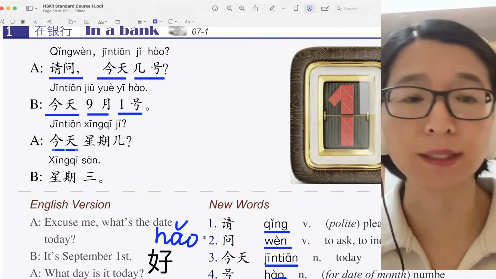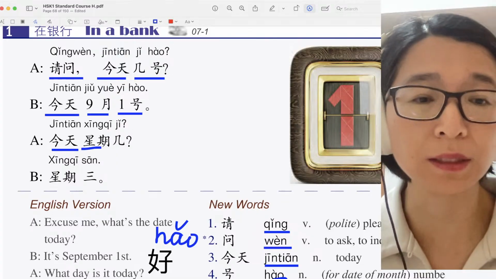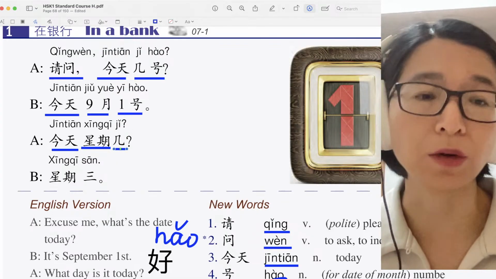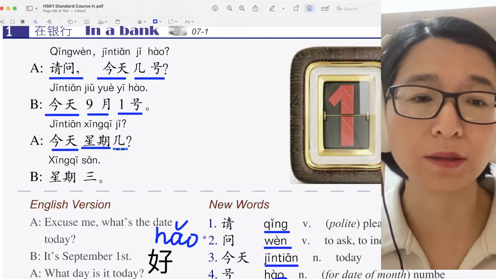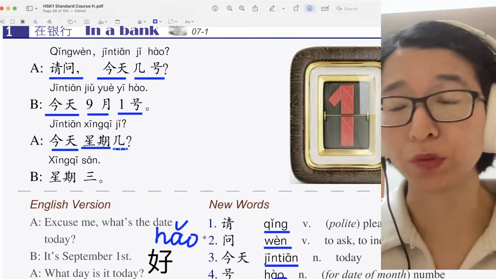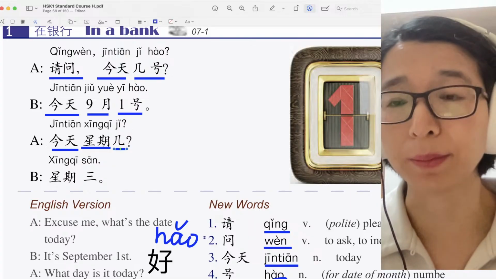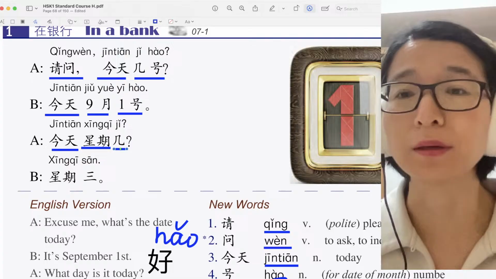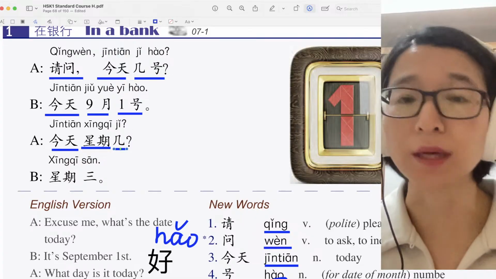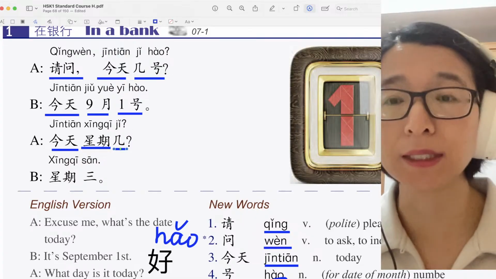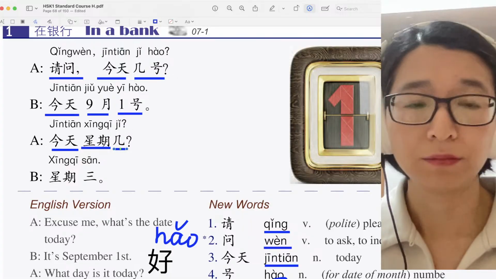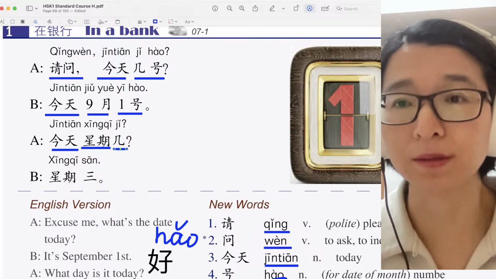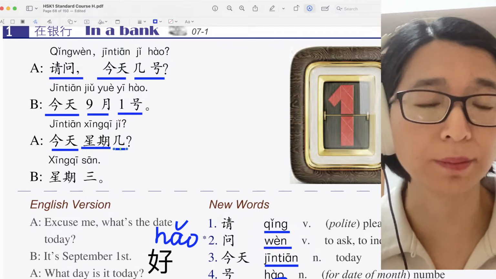Still say 今天 and then 星期几. So 星期几. We know this 几, right? 几 is used to ask for a small number. 你几岁? How old are you? And here, 星期几 and also 几号. You can say 几 in multiple ways, because it's just used to ask for a small number.